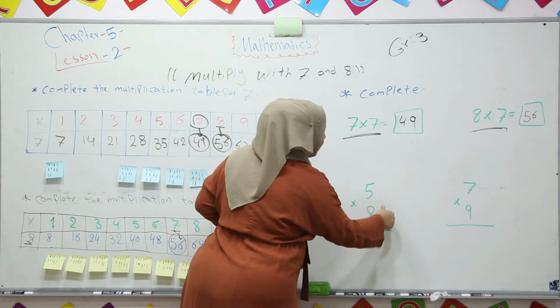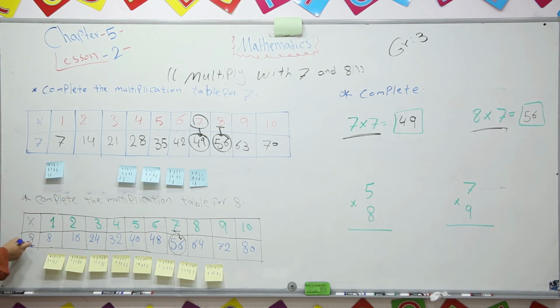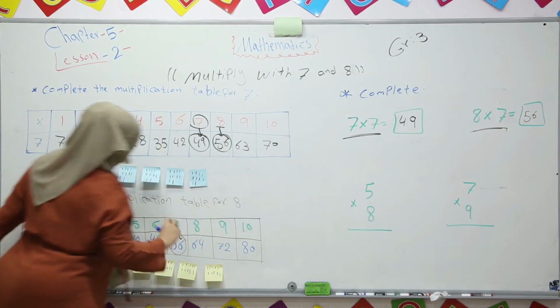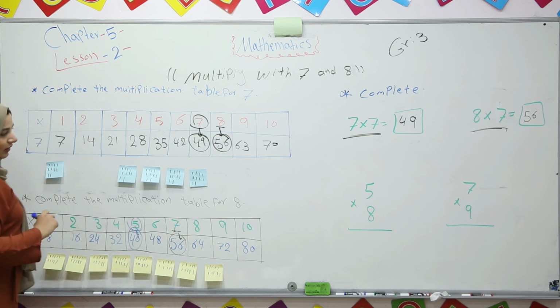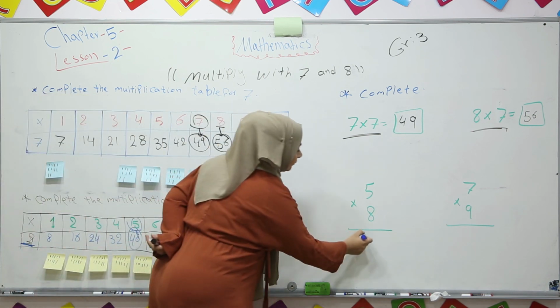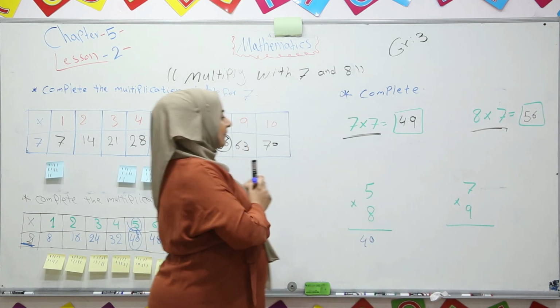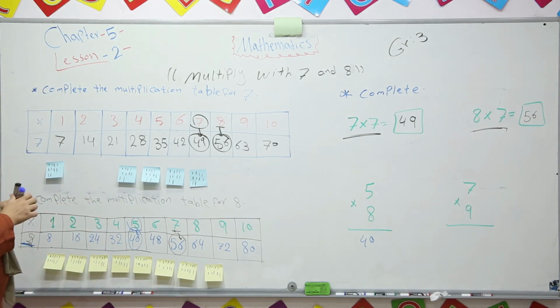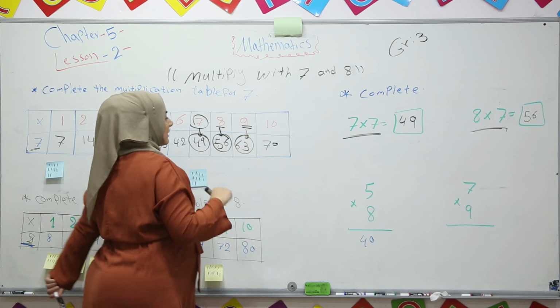Now we have 5 times by 8. It is the times table of 8. 8 times 5 is 40, okay? And 7 times by 9. It's the times table of 7. 7 times 9 is 63.